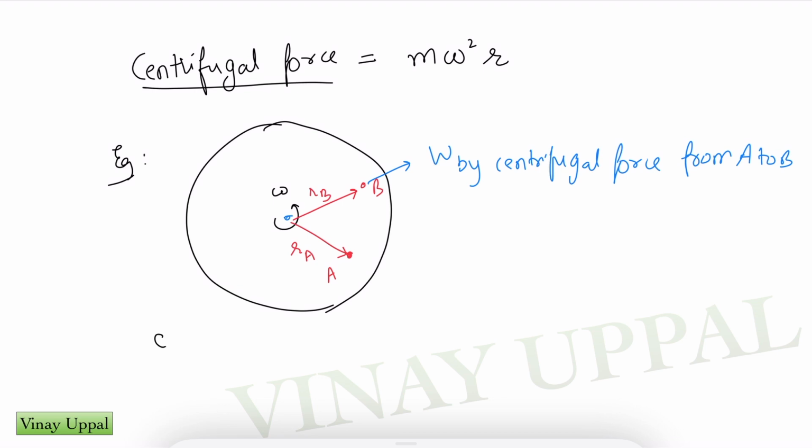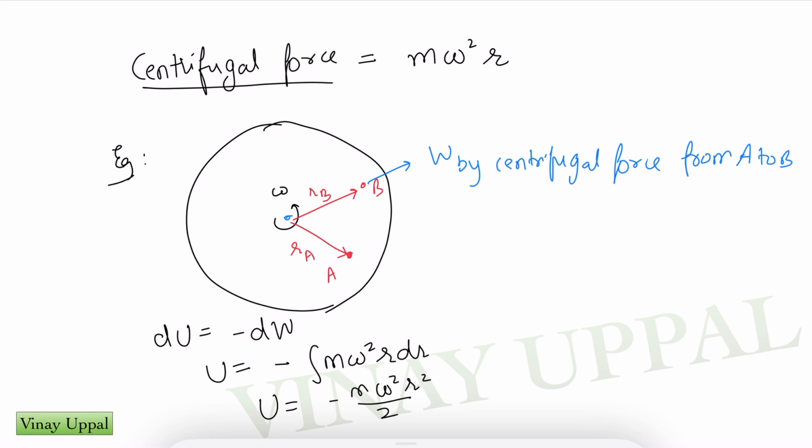Can I write dU is the negative of the work done? The change in potential energy is the negative of the work done. So the potential energy would be, negative of the work done would simply be m omega square r dr. So that will be m omega square r square by 2 plus some constant. Let me say that the constant is 0. That's my choice. Basically at r equal to 0, I'm selecting the potential energy to be 0.